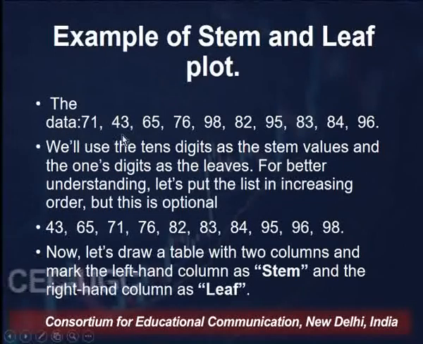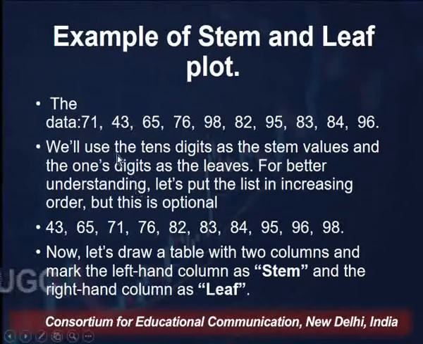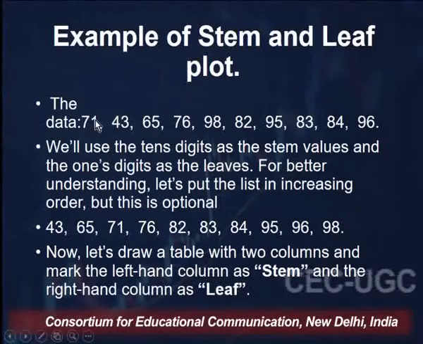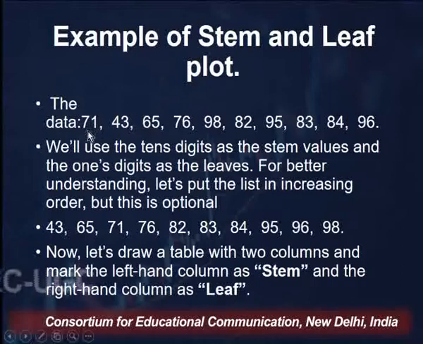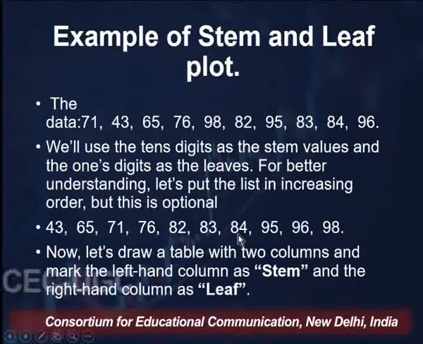Suppose I am given this data: 71, 43, 65 and so on till 96. We have to make a stem and leaf plot for this data. As I told you, we can see all the numbers are double digits. So, the number on the tens place will be the stems and the number on the ones place will be the leaves. First, as I told you, it is optional, but let us first arrange them in increasing order: 43, 65, 71 up to 98. It makes it easy for you to draw this plot.